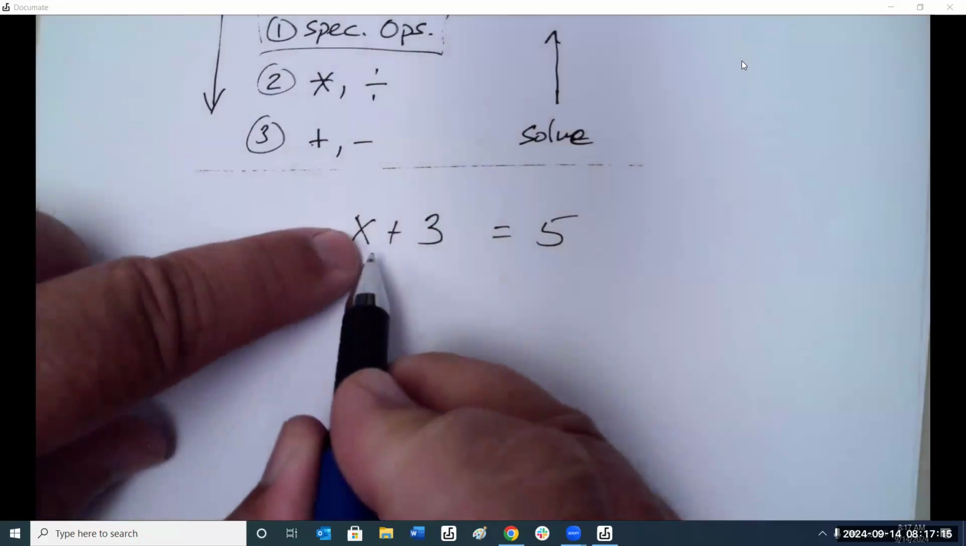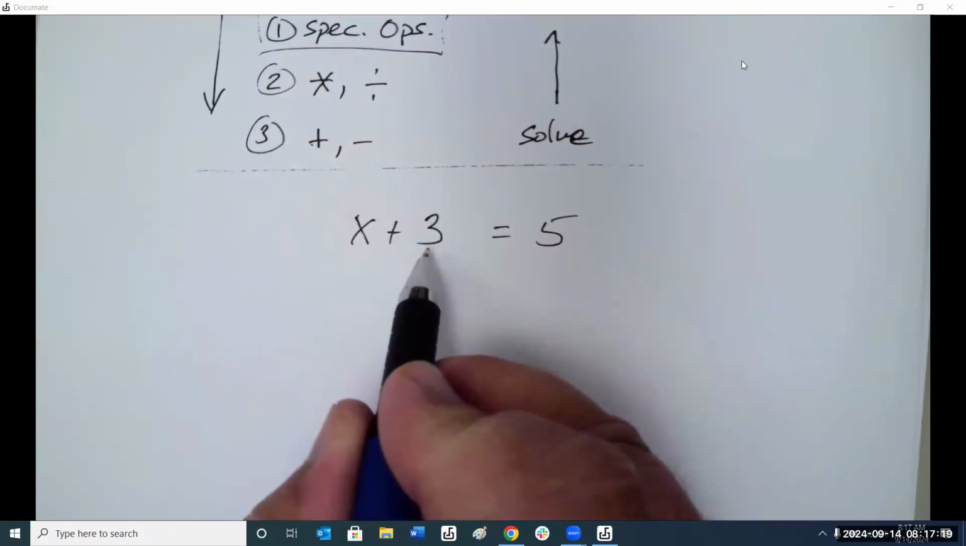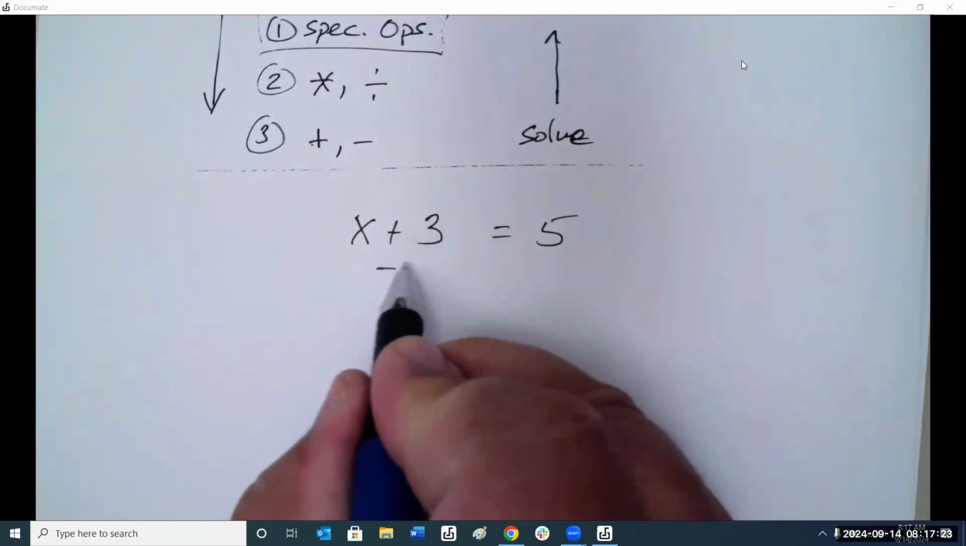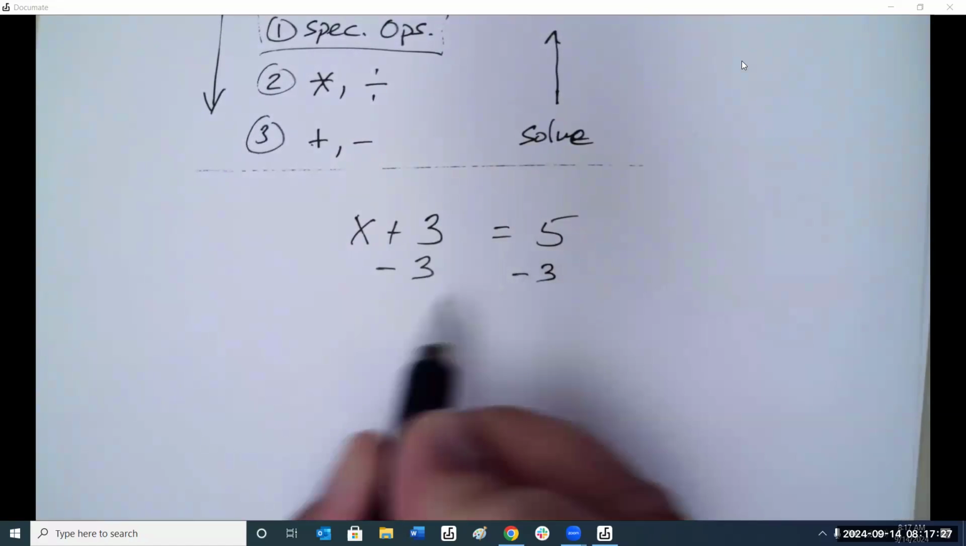Get rid of whatever that variable is we're looking for. Whatever's added or subtracted to it, we get rid of it first. How do you get rid of a positive 3? Minus 3, because it's the opposite. Whatever I do to this side, I got to do it to that side.